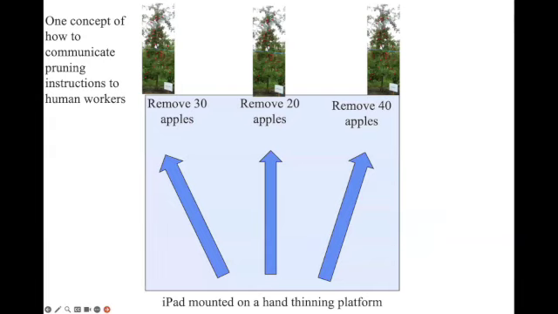Again, I hope that we could come up with a system so that the hand thinning people on the platform with an iPad in front of them would have this sort of information as they face a tree. It would say remove 20 apples from this tree. The next tree, it might say remove 30. A previous one might say remove 40. Then we rely on the human worker to follow the instructions, but it certainly would allow us to do better than just treating all the trees uniformly.